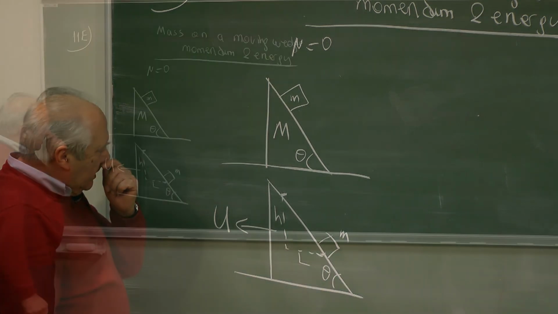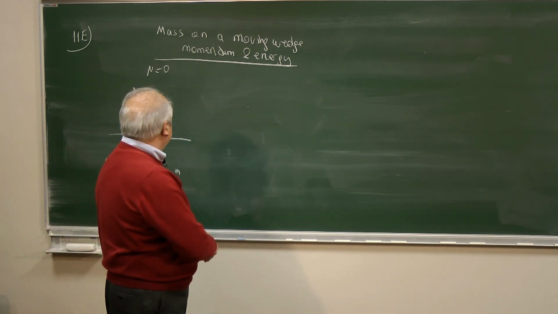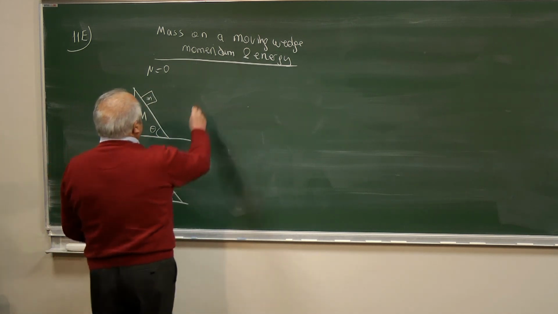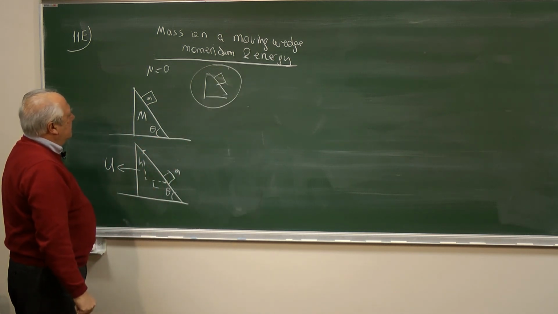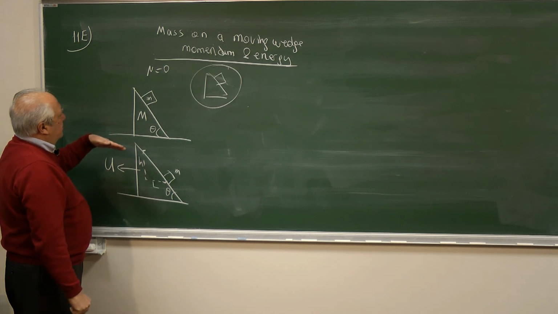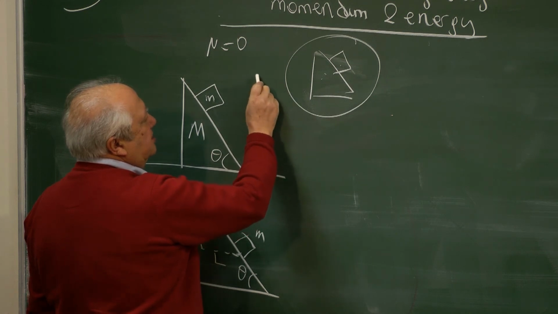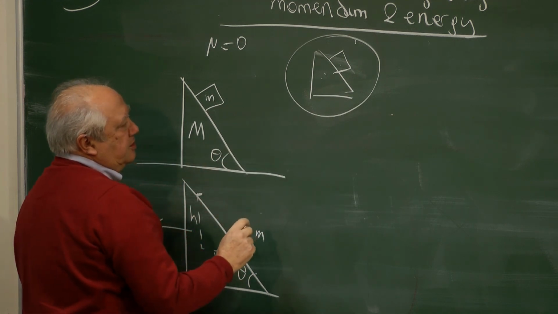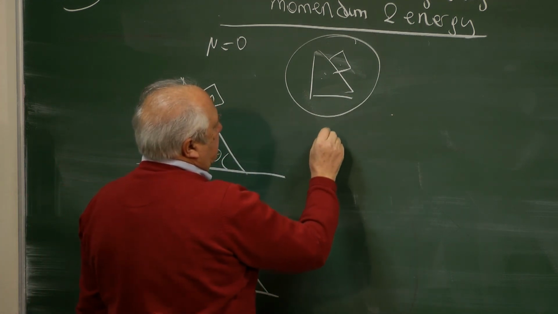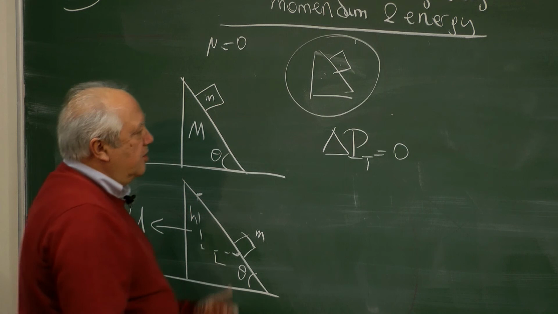Okay. So this problem can be stated simply as a momentum and energy problem. Let's look at this system. Isolate our system, and let's look at the external forces on it. And as you see, there are no horizontal forces. Although these two interact, there is no external agent that pushes and pulls our system in the horizontal direction. Therefore, the delta P total is 0 because there is no external force.